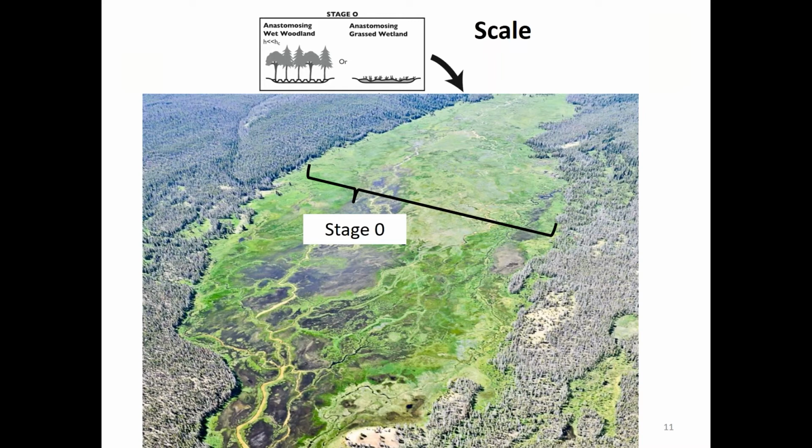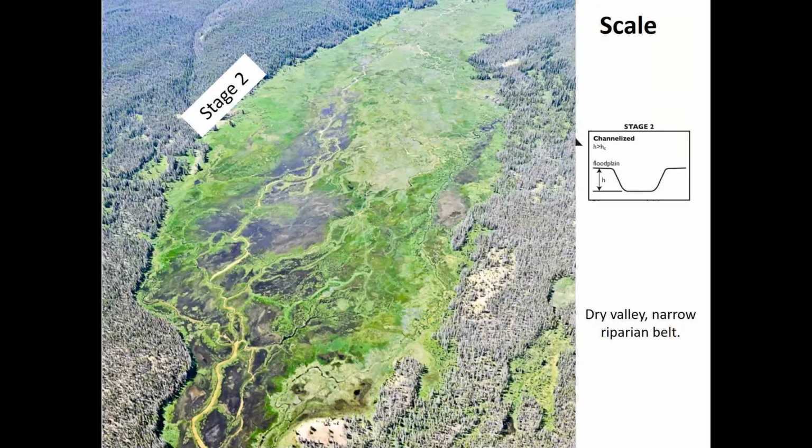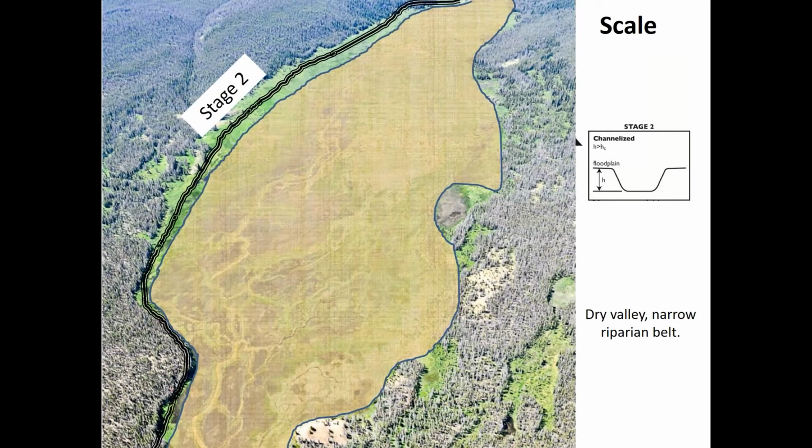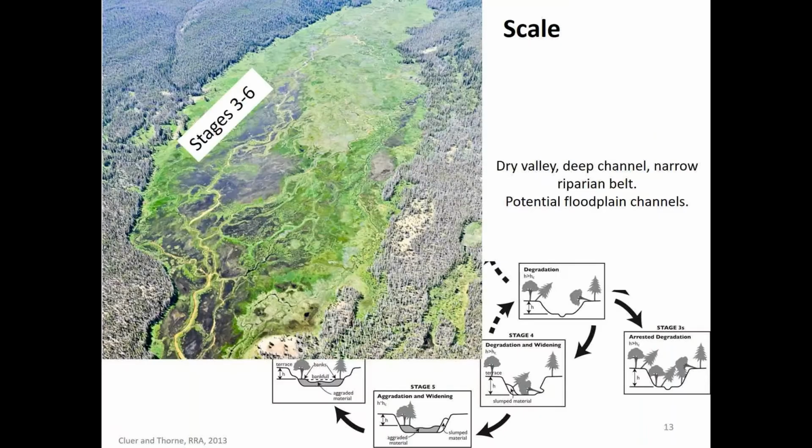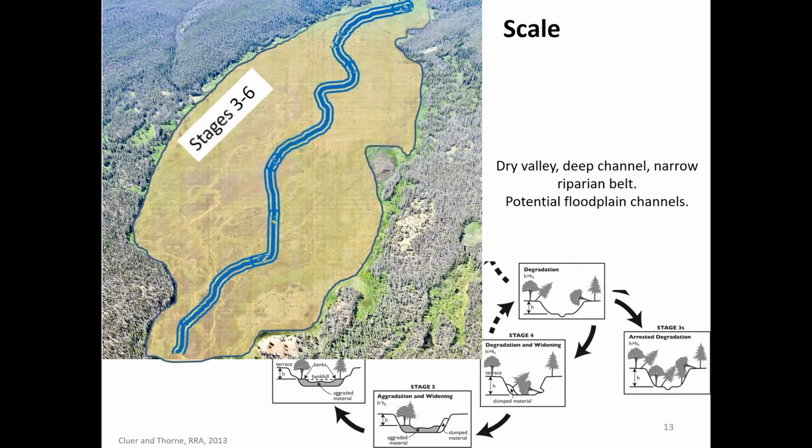So the stage 0 scale is the entire valley. It's the whole width. And stage 2, a channelized stage, is just the narrow belt of the channel and perhaps a narrow riparian belt on both sides of it. And the valley that it's in is dry. And stages 3 through 6 are similar, but meandering perhaps, and they too are in a dry valley. They have a floodplain, but the floodplain is only inundated very briefly and infrequently.